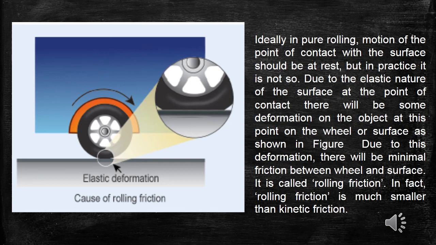Due to the elastic nature of the surface at the point of contact, there will be some deformation of the wheel or surface as shown in the figure. Due to this deformation, there will be a minimal friction between the wheel and the surface. It is called rolling friction. In fact, rolling friction is much smaller than the kinetic friction.